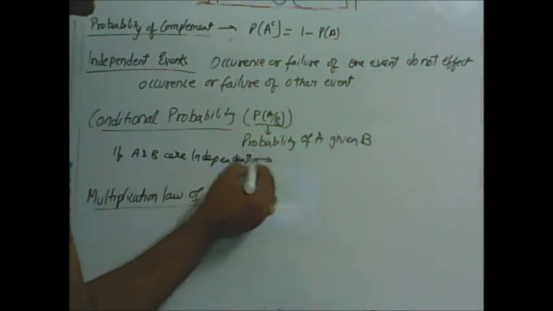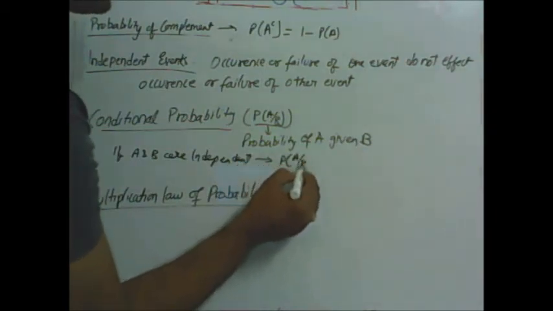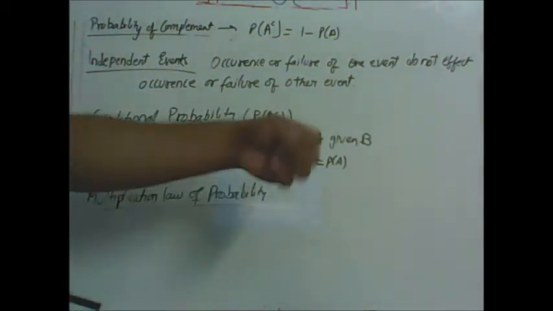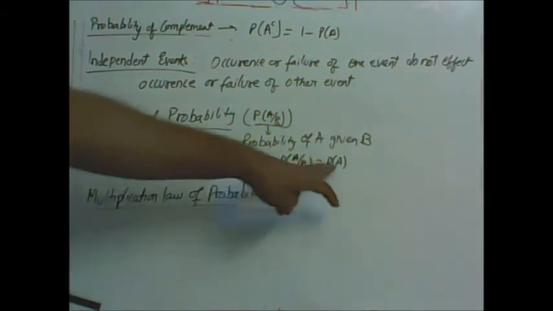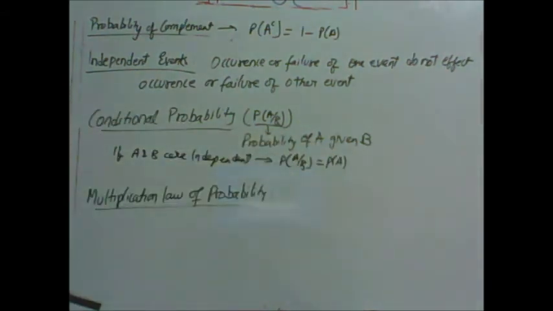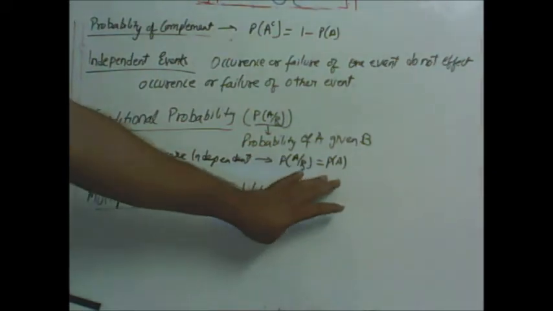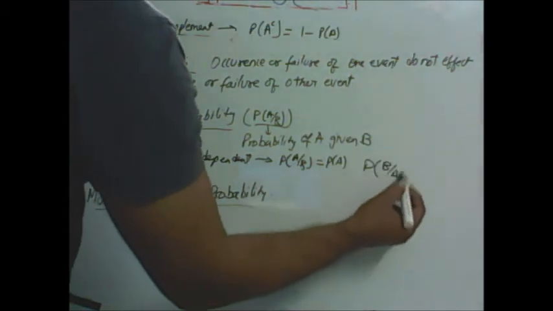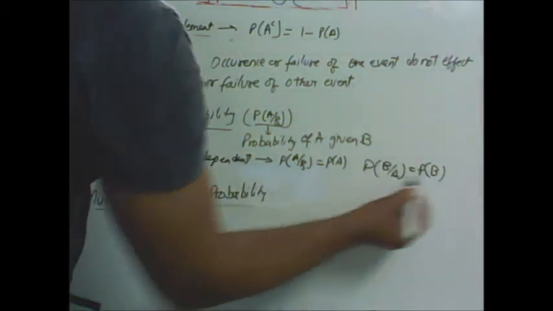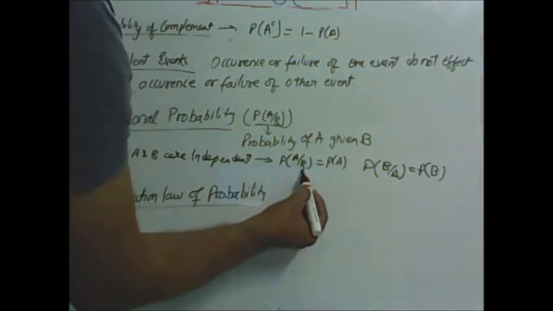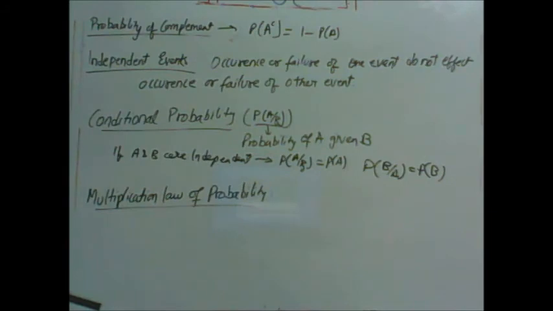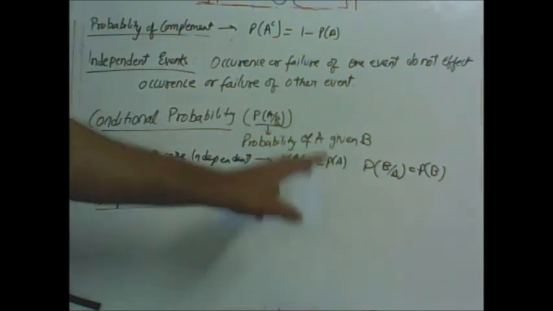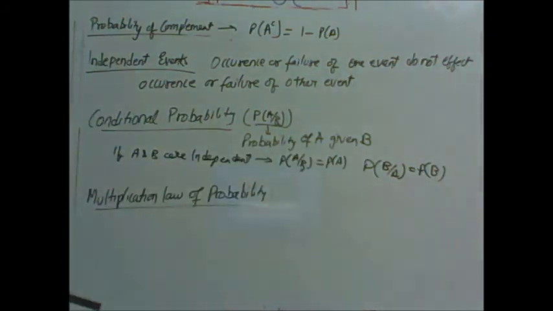If A and B are independent events, then P of A by B equals P of A. Whatever P of B is doesn't matter; A is not affected by B's occurrence or failure. So in that special case, P of A by B equals P of A, or P of B by A equals P of B. In the denominator, whichever event is there occurs first, and whichever is in the numerator occurs afterwards. So if they are independent, the denominator we can neglect. If they are dependent, then a different case comes.